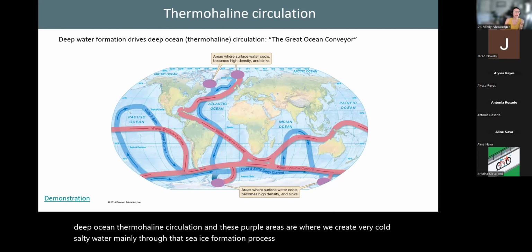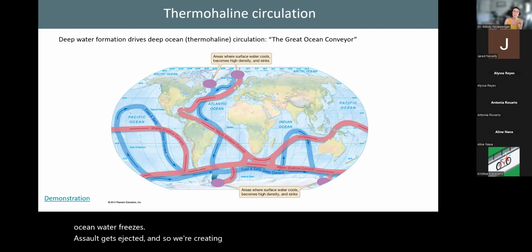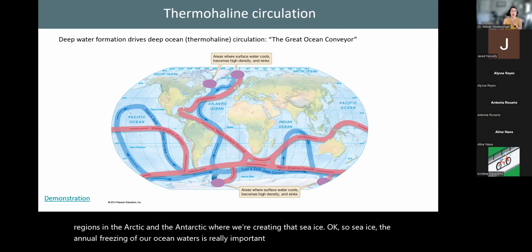So I mentioned that when the ocean water freezes, the salt gets ejected. And so we're creating super, super salty, cold water in these polar regions, in the Arctic and the Antarctic, where we're creating that sea ice. Sea ice, the annual freezing of our ocean waters, is really important for the thermohaline circulation.